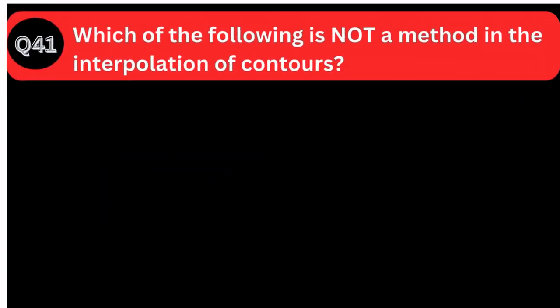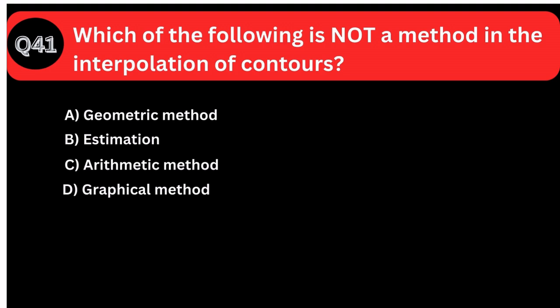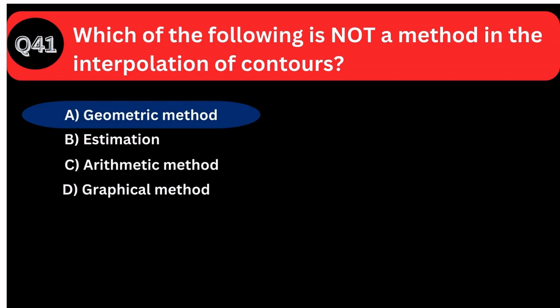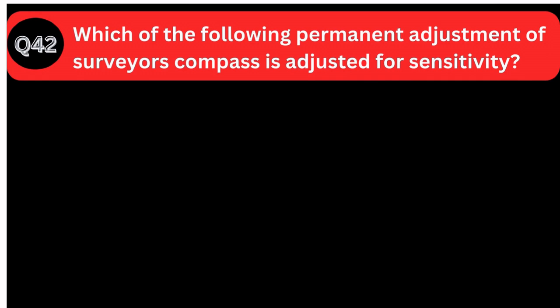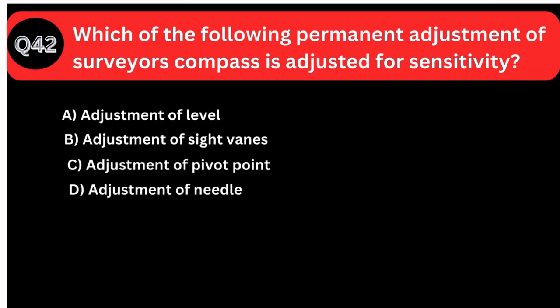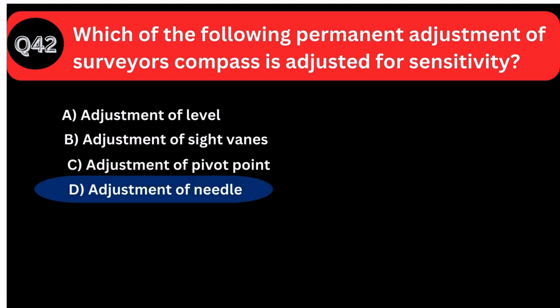Which of the following is not a method in the interpolation of contours? Option A, geometric method, B, estimation, C, arithmetic method, D, graphical method. Answer A, geometric method. Which permanent adjustment of the surveyor's compass is adjusted for sensitivity? Options A, adjustment of level, B, adjustment of sight vanes, C, adjustment of pivot point, D, adjustment of needle. Answer D, adjustment of needle.